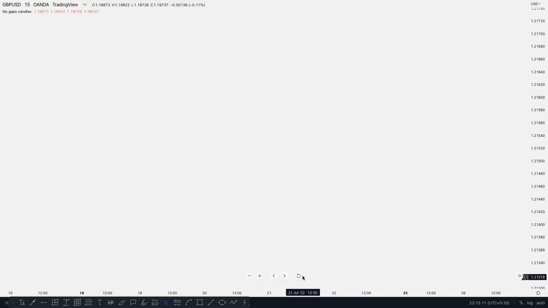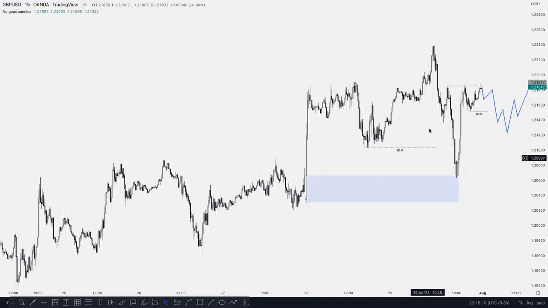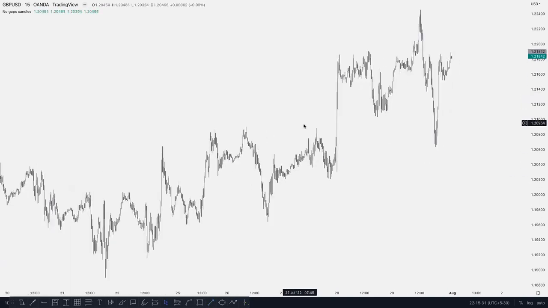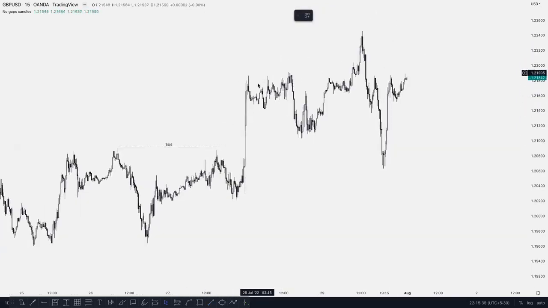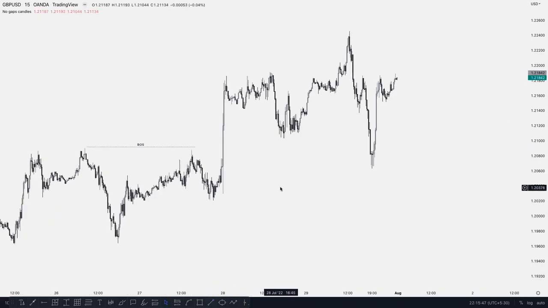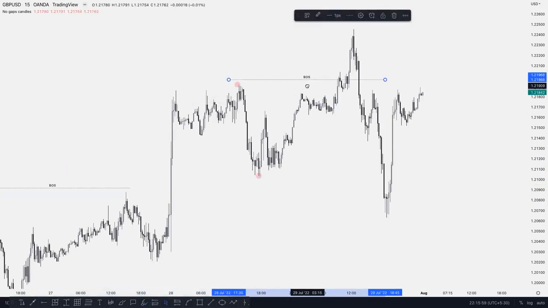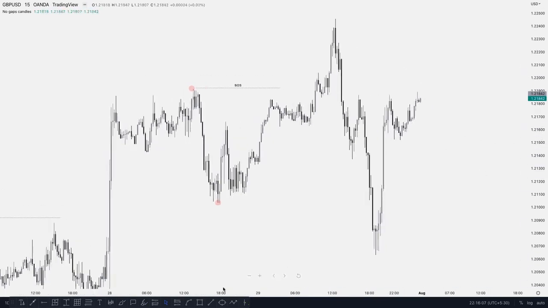First of all, switch to 15 minutes. So in this case, let me draw this one, because this was our break of structure on the 15 minute. And after breaking this structure, this is our internal structure. And this one is also a new break of structure. After the break of structure, where is our inducement? Our inducement was here.